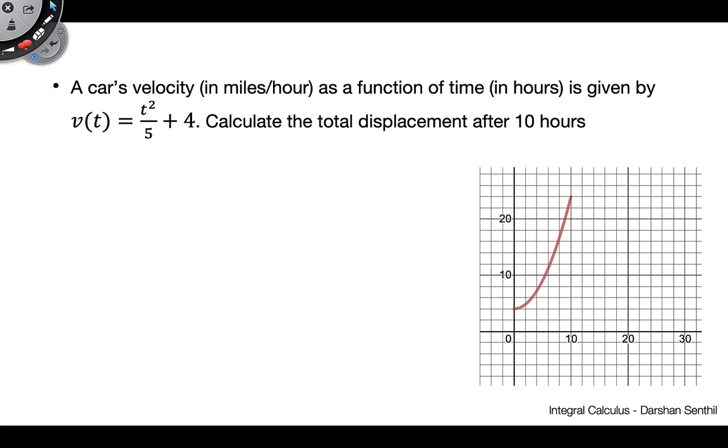A car's velocity in miles per hour as a function of time in hours is given by v of t is equal to t squared over 5 plus 4. And now I'm going to ask you to calculate the total displacement after 10 hours, given this function for velocity. Well, that's a lot harder now, right? Because it's not quite as simple as using just rate times time, because the velocity at each instant of time is different. So using rate times time doesn't quite work.